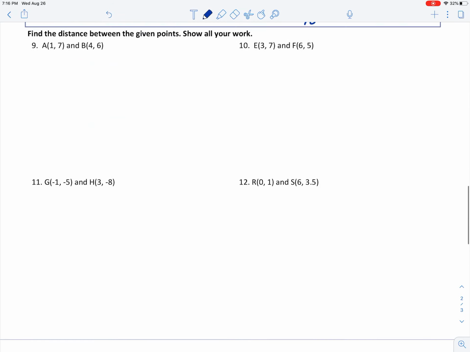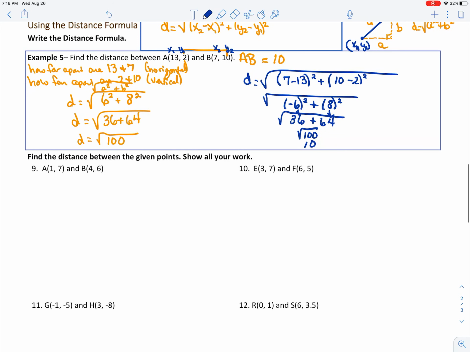Also have 4 problems to do here, show some semblance of work. I'm looking for a minimum of this much work. If you can ask yourself what's the distance between 3 and 7, or 13 and 7, and you can mentally think that's 6, and I'm squaring it to get 36, and the distance between 2 and 10 is 8, 8 squared is 64, I need to see at least this much work in our final answer.